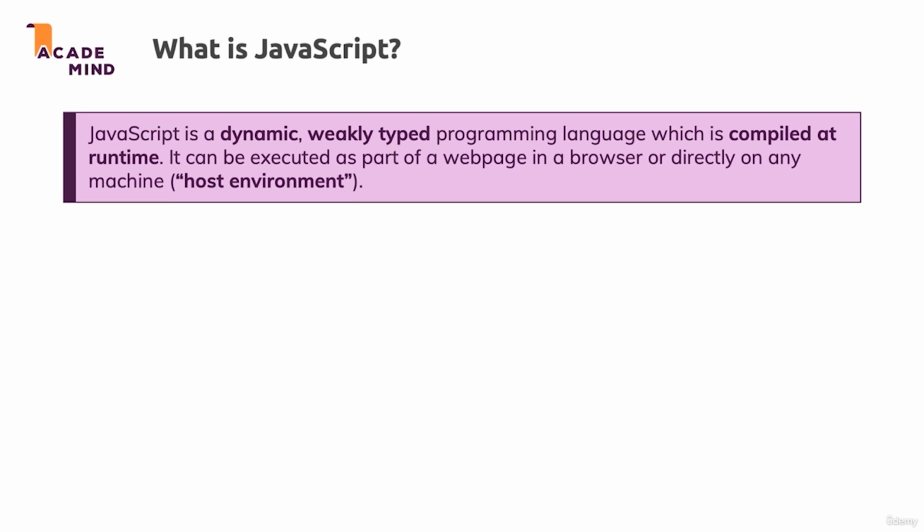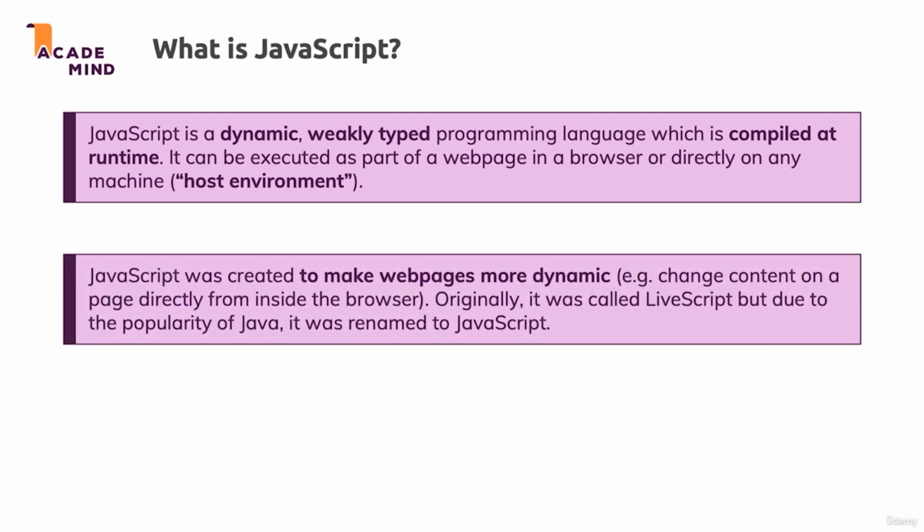Let's have a look at an additional definition. JavaScript was created to make web pages more dynamic. That's kind of the idea why JavaScript was invented in the past, you could say. More about the history of JavaScript in a second, by the way. So it was invented to change the content on a page directly from inside the browser.